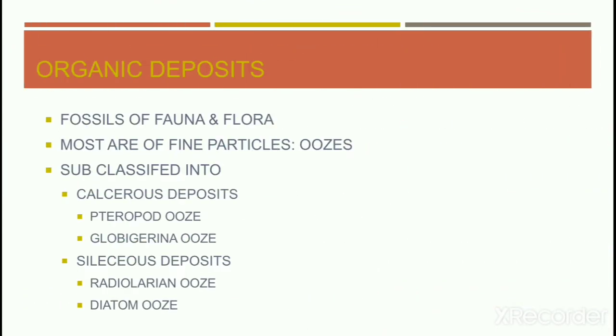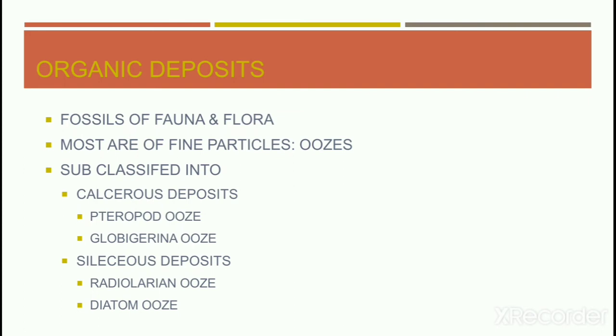The organic deposits generally contain the fossils of fauna and flora. On many parts of the continental shelf, both animals and plants live and multiply, and their shells and skeletons may form the greater part of the deposits. These types of deposits are not found at a greater depth due to the shortage of food and light. Most of the organic deposits are of fine particles, which we term ooze.